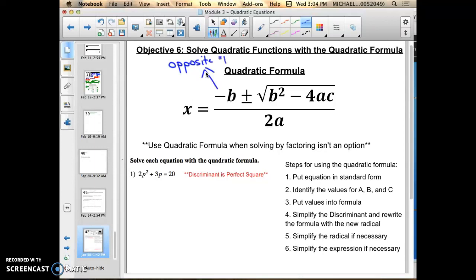So opposite b. And then over here, underneath the radical should look familiar to you. That is the discriminant. So please make note of those two things. All right, so the quadratic formula. We're going to use this to solve given quadratic equations.